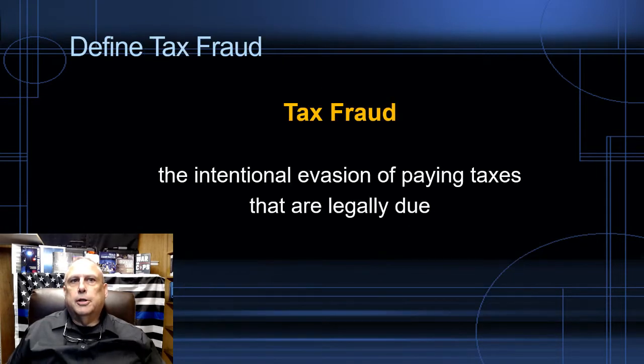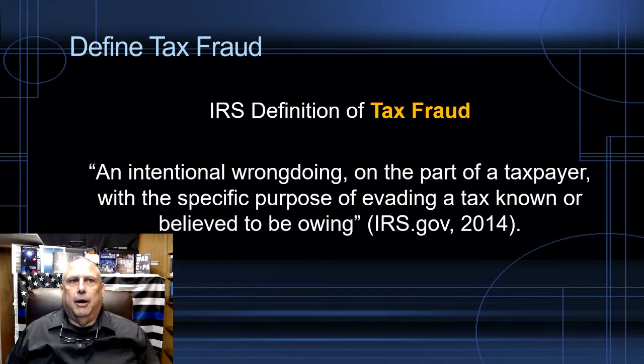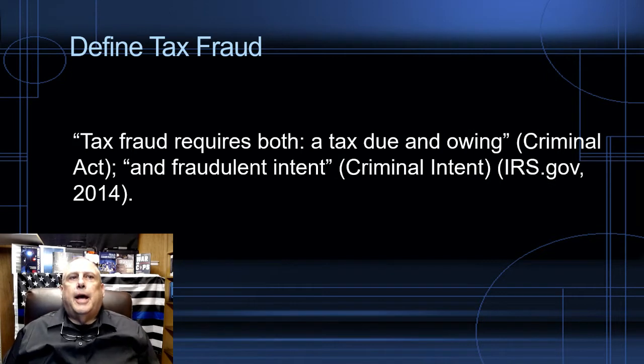So a tax fraud is nothing more than the intentional evasion of paying taxes that are legally due. The IRS definition for a tax fraud is an intentional wrongdoing on the part of a taxpayer with the specific purpose of evading a tax known or believed to be owing. So as we dig into that definition a little bit, we see that the tax fraud requires both a tax due and a tax owing and a fraudulent intent.